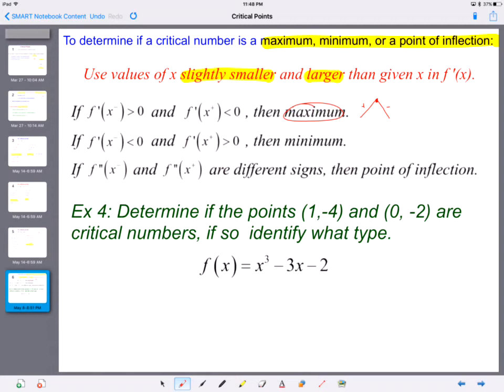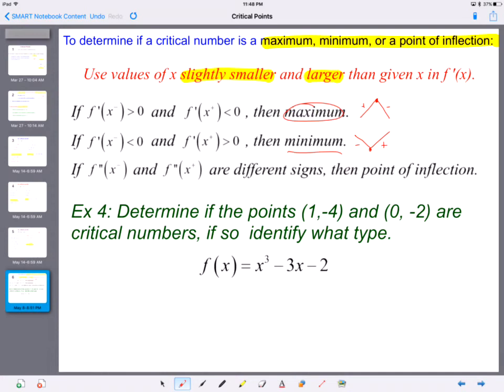Okay? Whereas if you look the other way, if you look from the left and it's less than 0 to start off, so now it's negative, and then you pick a point to the right of x, and it's greater than 0, alright, now your derivative or your slope is positive. Well, what does that mean? If you go from a negative slope to a positive slope, then you're looking at a relative minimum. And so that's how we're going to identify what these critical points are.